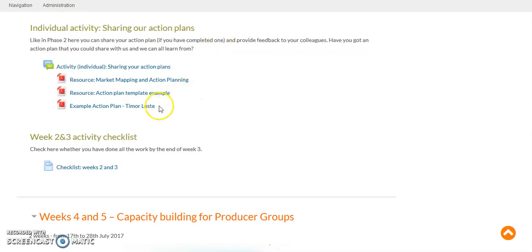You can have a look at the example of the Timor-Leste action plan, and then you can use these templates. And this is the resource on how we did an action planning workshop with the Producers Group.